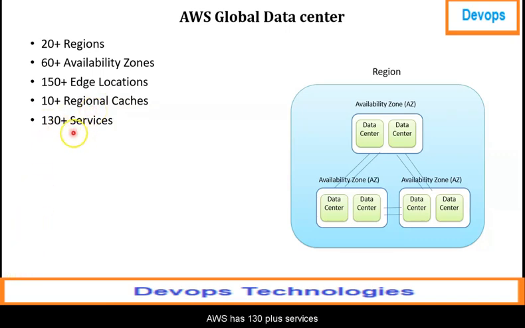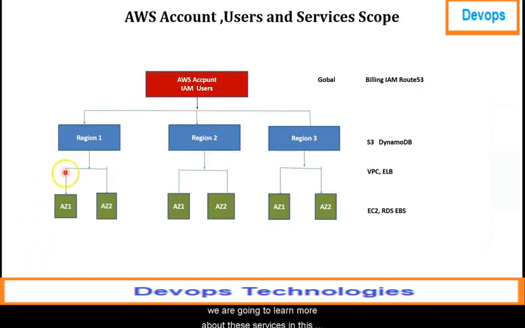AWS has 130 plus services. We are going to learn more about these services in this lecture. So as I said, a region is one geographic area. Here the blue area you see is the AWS region, and every region consists of typically 2 or more availability zones for the higher availability of your application. So when you design your architecture, typically you will keep your machines in different availability zones, and if one of the availability zones goes down for some reason, you have your machine running in another availability zone and your application then has higher availability.